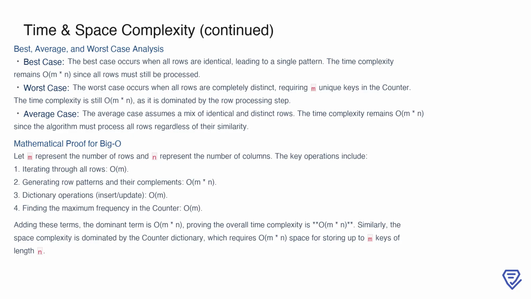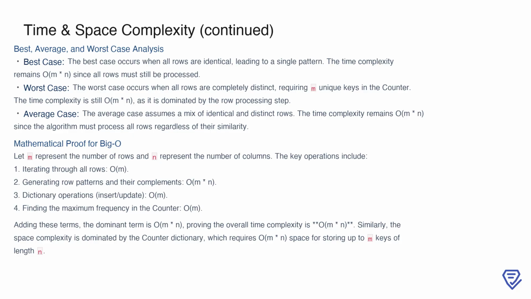Even in this scenario, the algorithm still processes all rows, resulting in a time complexity of O(m*n). In the worst case, all rows are distinct, which means the counter dictionary will have n unique keys. Despite this, the time complexity remains O(m*n), as the dominant operation is processing the rows. For the average case, we assume a mix of identical and distinct rows. The algorithm still processes each row, so the time complexity again remains O(m*n).